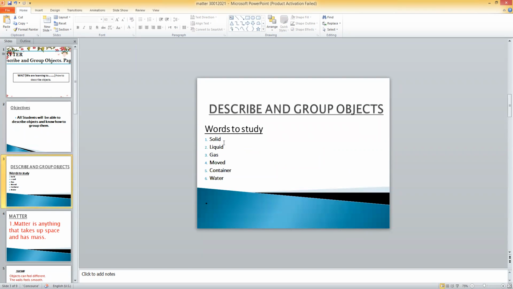Solid. You can create a placard and stick it to the wall. Number one, solid. Like table, chair, school bag, basket. They are solid. Your salt, solid. Your sugar, solid.